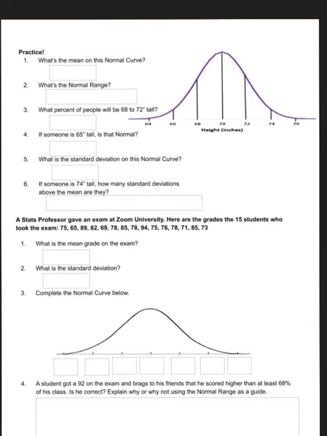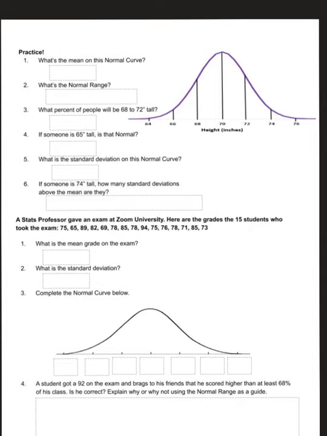So you're going to tell me what the mean is, what the normal range is, the percent of people between these two. You'll tell me if a point is normal, meaning is it in that normal range. You'll find the standard deviation, and then you'll tell me how many standard deviations above the mean someone is if they are this tall. So that's why we took the notes to begin with.